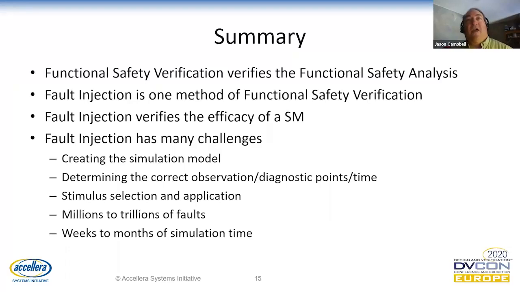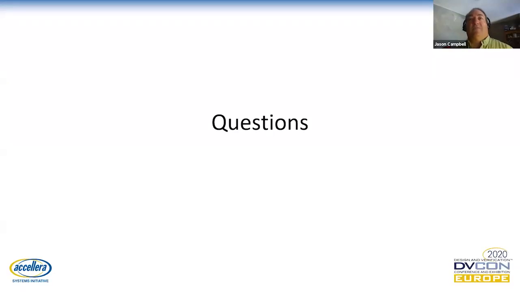So if I have to give a summary to the summary, it's that fault injection is not always required, but when it is, it's very challenging, it's difficult. So we'll open it up to any questions.